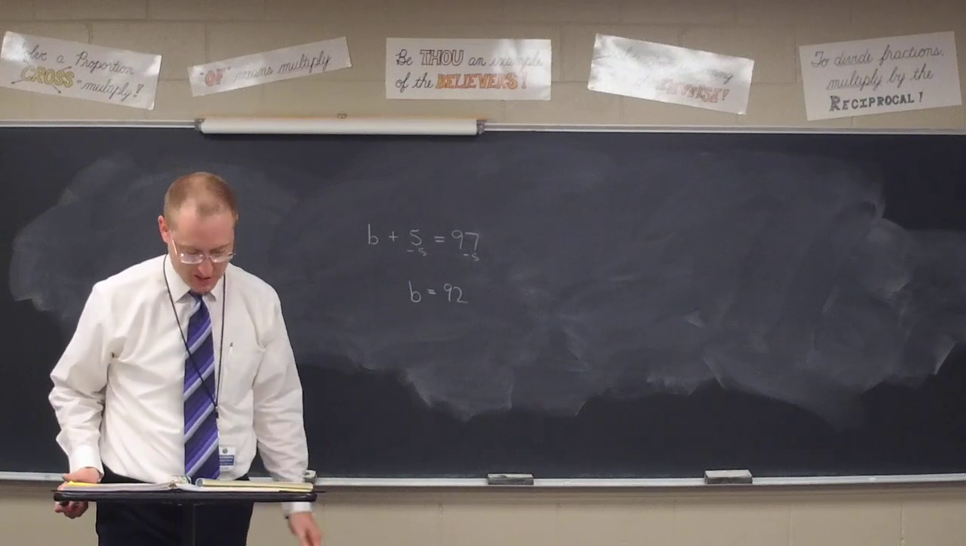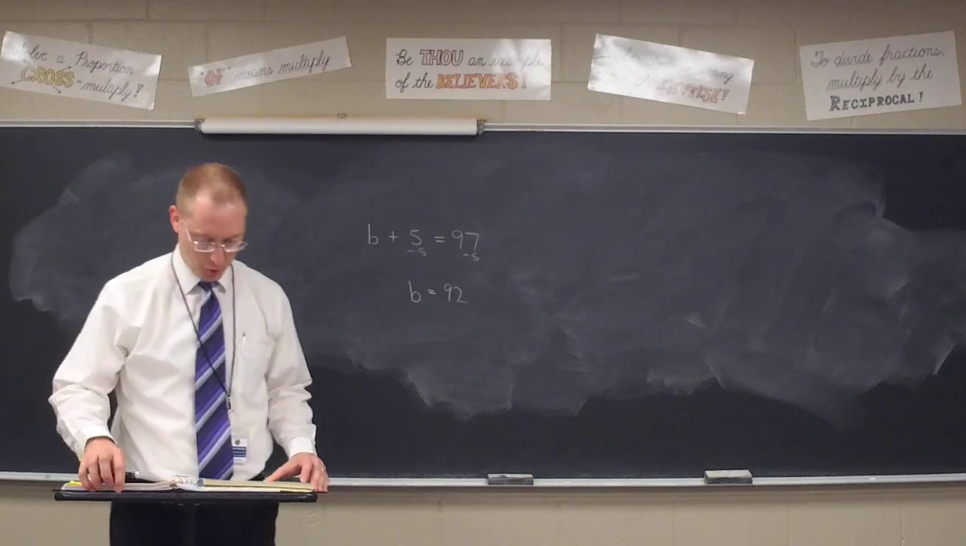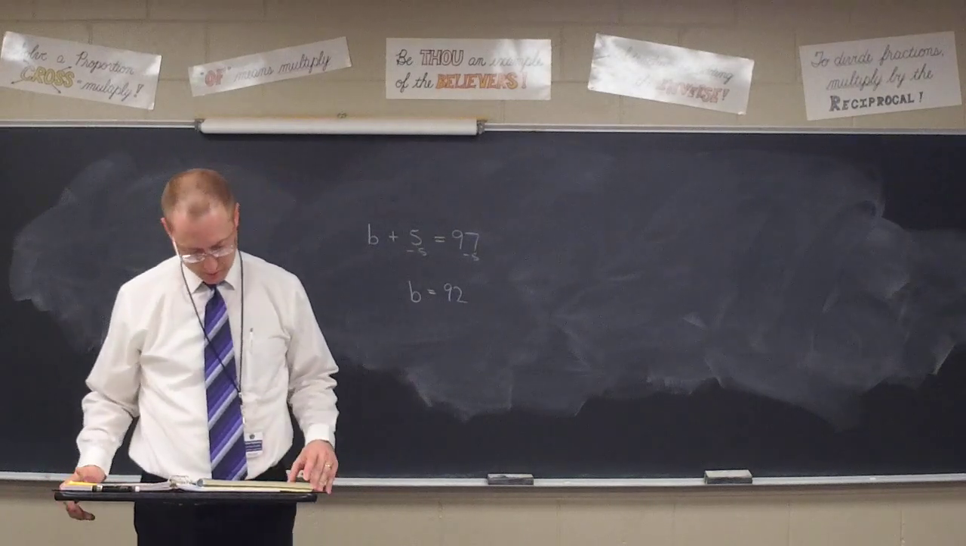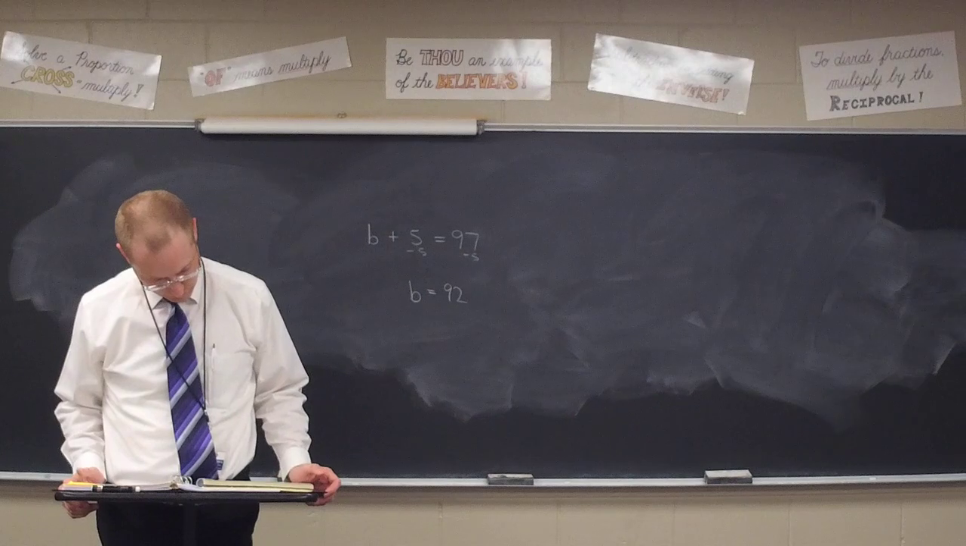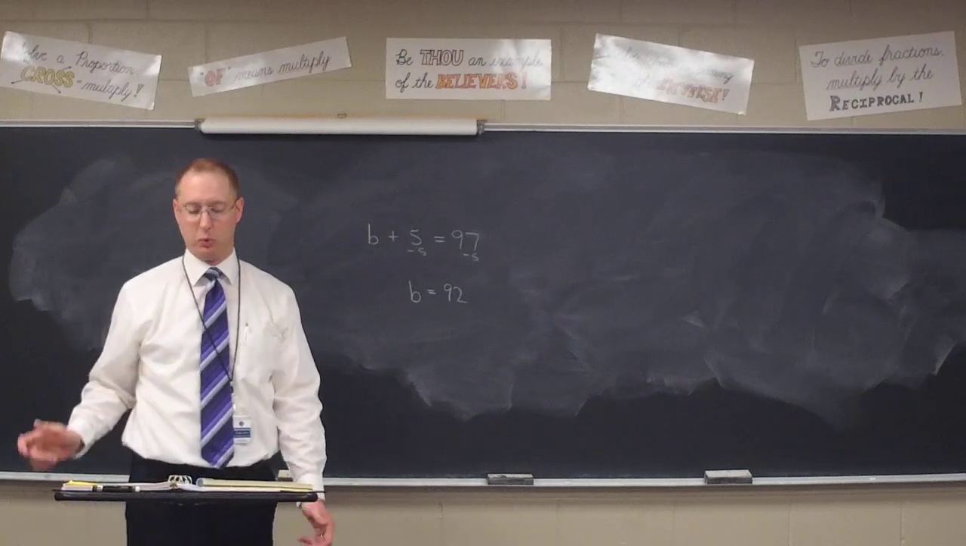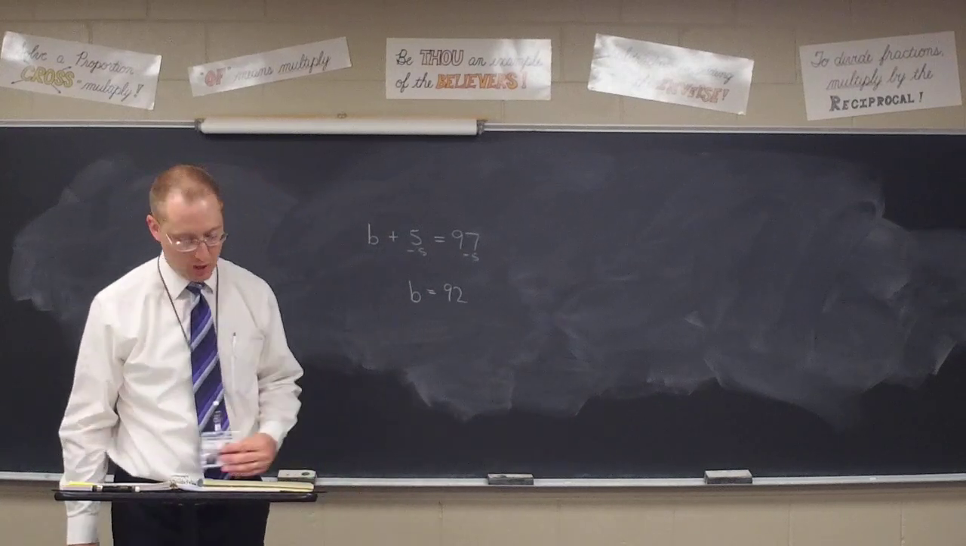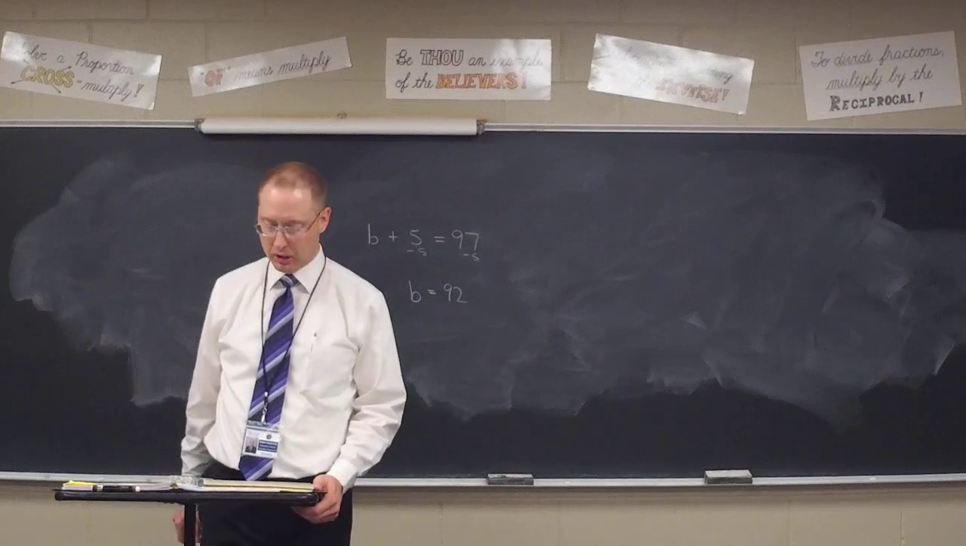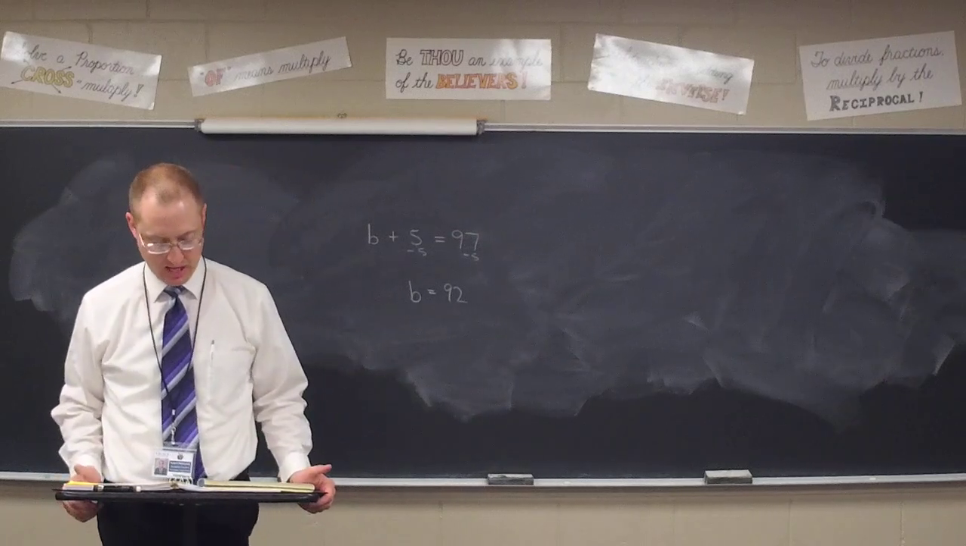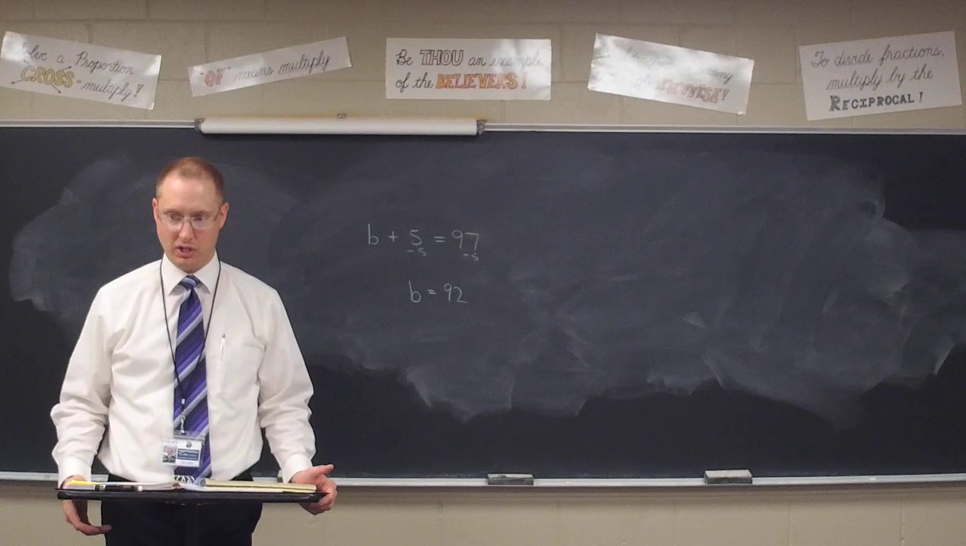All right, number 26. Read that for us if you would, Joel. 72 less than a number is 28. What is the number? At your seats, write this as an equation as well. 72 less than a number is 28. Write the equation.